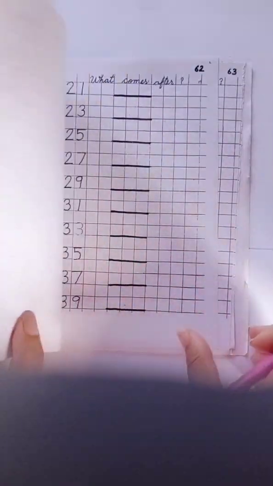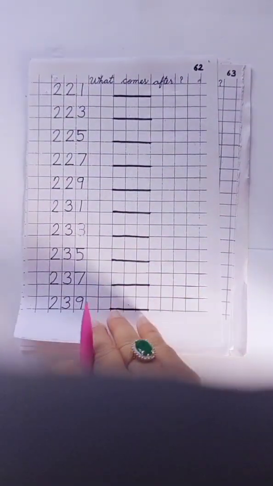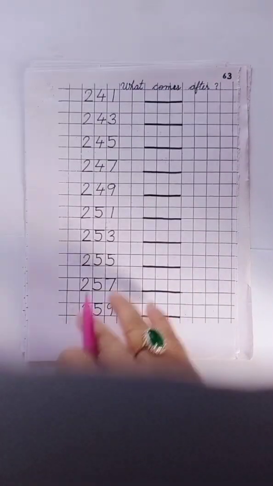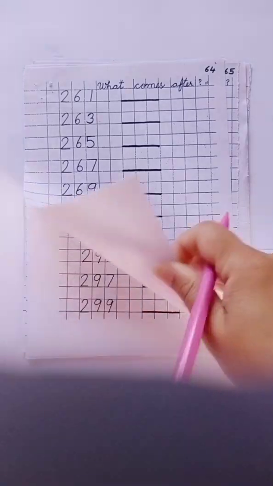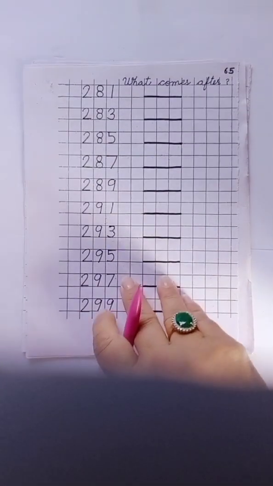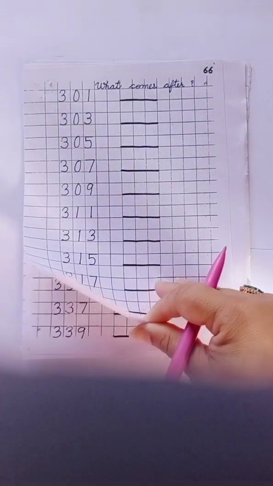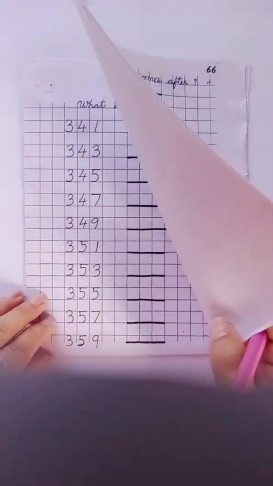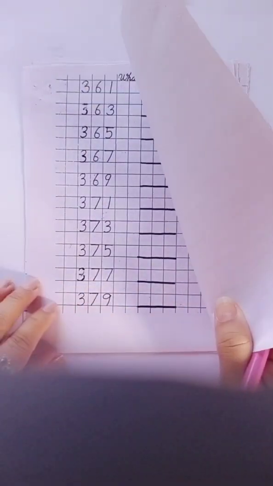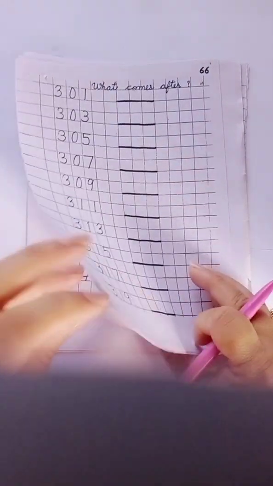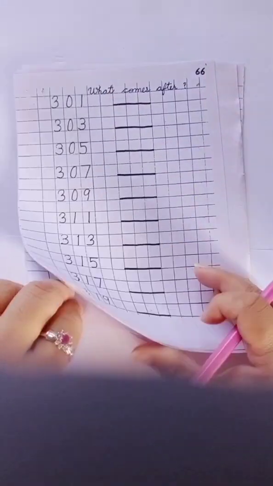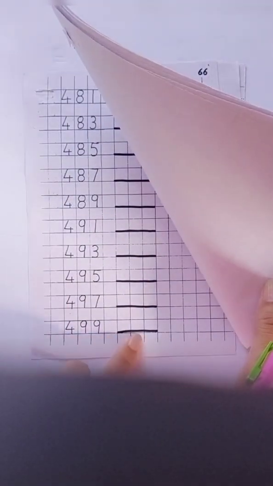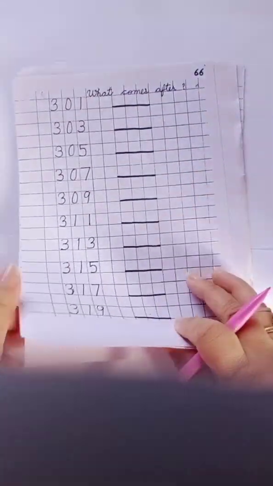Okay, this sheet, then this sheet, and so on, till 500 here. Okay.